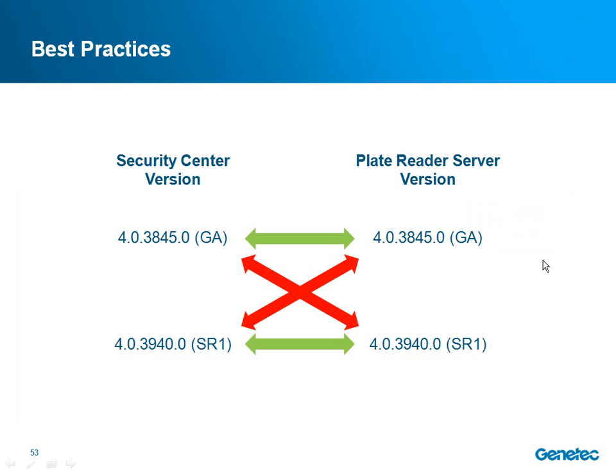Now, as previously mentioned, the versions of your Plate Reader server and Security Center should match up as well. This is important for the compatibility and stability of the system. So if your Plate Reader server is on version 4.0.3940.0, which is the SR1 or Service Release 1, then you should make sure that your Security Center software is on the same version as well. Let's make sure it's not on the 4.0.3845.0, which is the GA or General Availability release.